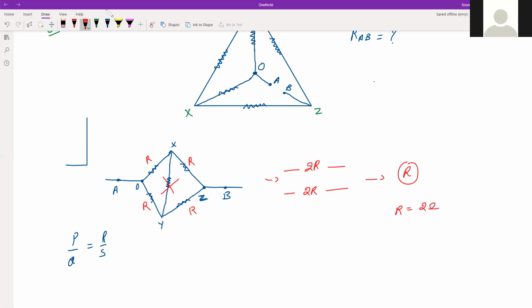So again, this problem is again based on just a Wheatstone bridge, a balanced Wheatstone bridge. Thing is, you have to identify the Wheatstone bridge. If you are able to identify, you can apply that easily.